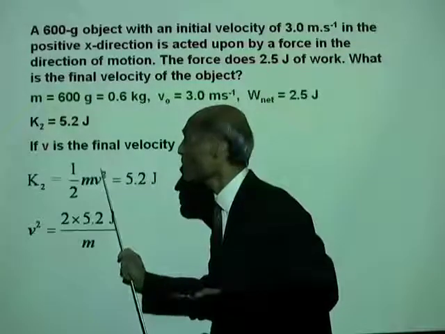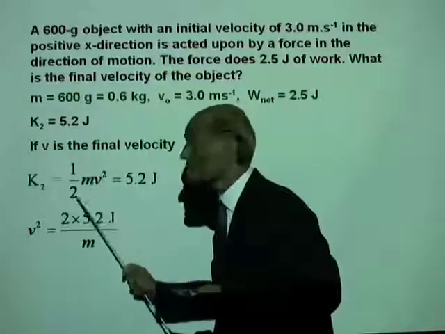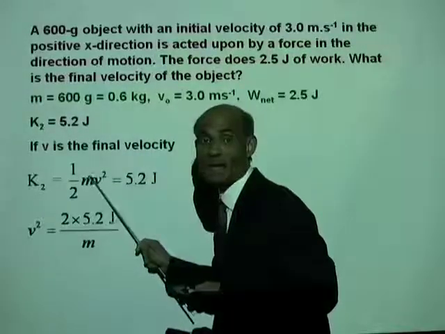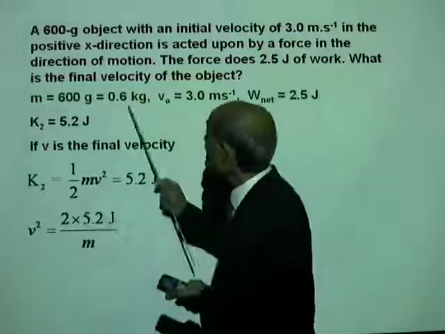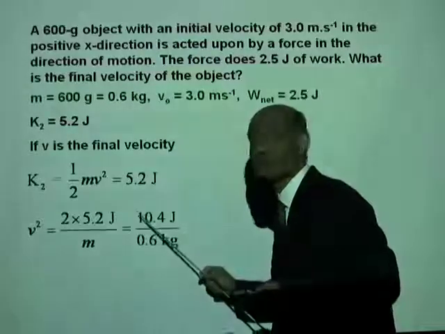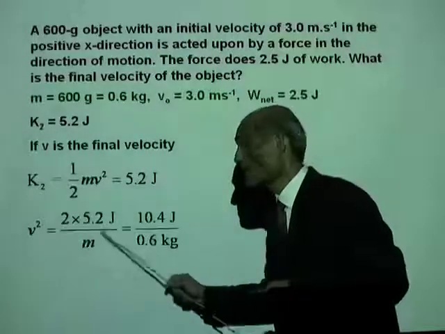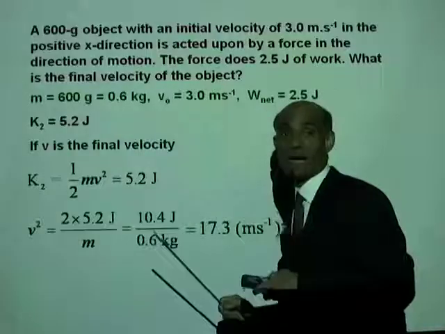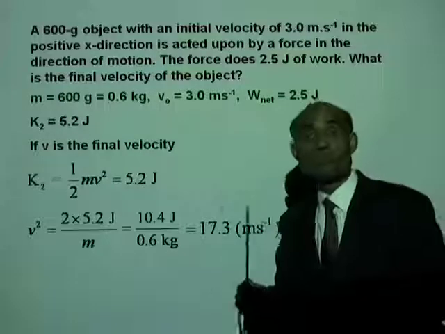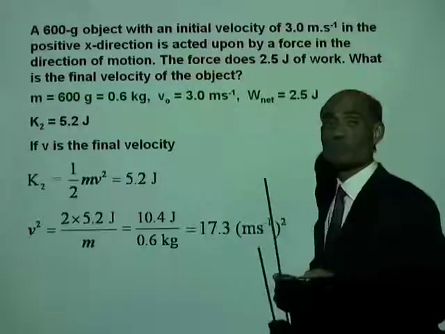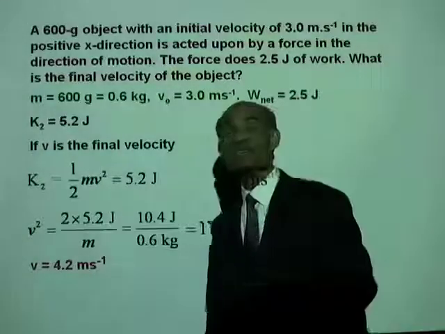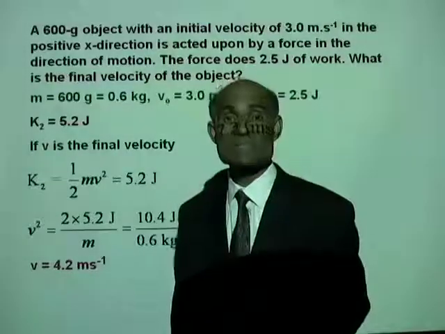I solved for V squared. V squared is 2 times 5.2 divided by M, and M we know is 0.6 kilogram. So 2 times 5.2 is 10.4. M is 0.6 kilogram, and therefore V squared is 17.3 meter squared per second squared. V is the square root of that, which is 4.2 meter per second.